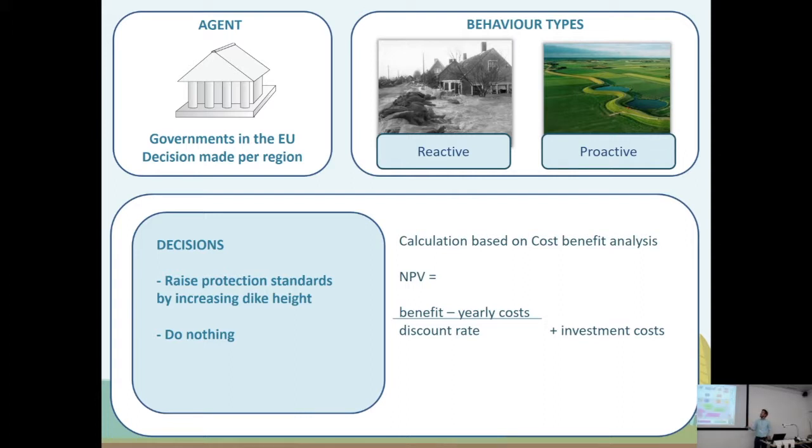This decision is based on a cost-benefit analysis. Just that the benefit is the risk reduction that a measure could make, against the yearly cost, which is a discount rate plus the investment cost. And the decision for the government was simple. They could just raise protection standards by increasing dikes or do nothing.